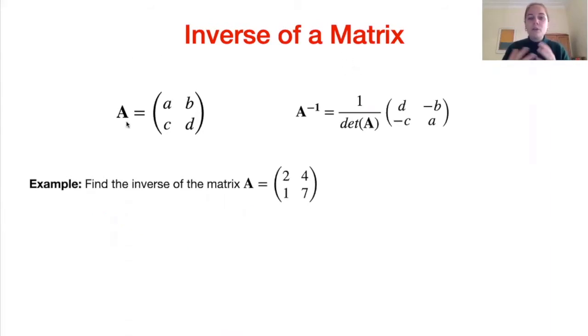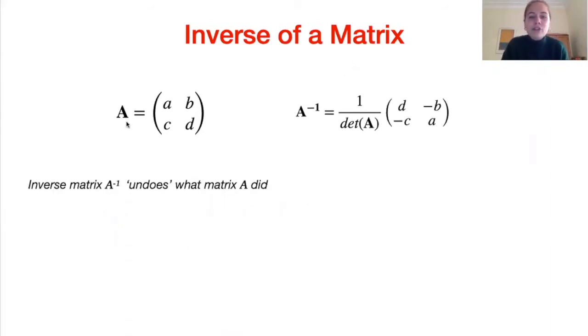So what is the inverse of a matrix? Well, I like to think of it as the inverse matrix, A to the minus 1, undoes essentially what matrix A did. So what do we mean by that? Well, if we have a matrix A times X is equal to C, then we find that X is equal to the inverse matrix of A times by C. So just kind of get that idea in your head of an inverse matrix undoing what a matrix A did.